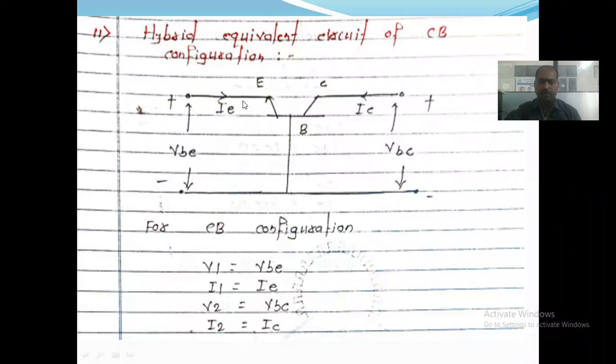So the current flowing through the input is the current flowing through the emitter terminal. That's why it is called IE. Right. At the same time, due to the application of the input voltage, that is VBE, and due to the input current, there should be generation of output voltage and output current.